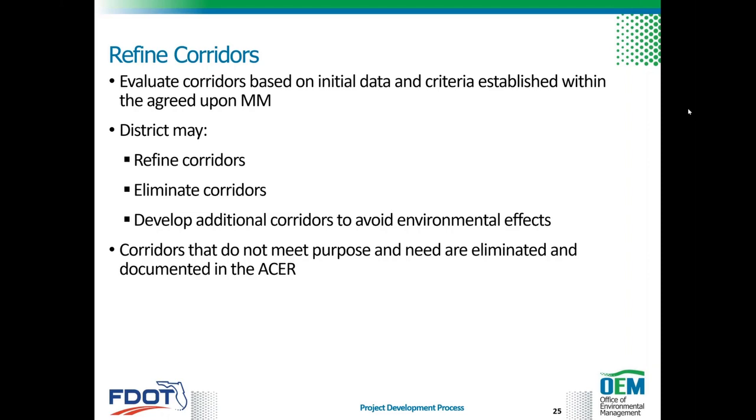Alternative corridors that do not meet the purpose and need are eliminated from further study through the ACE process and are documented in the ACER, or the ACE report. Alternative corridors that meet the purpose and need are then developed to a conceptual planning level sufficient to evaluate the benefits and impacts relative to the purpose and need for the project.